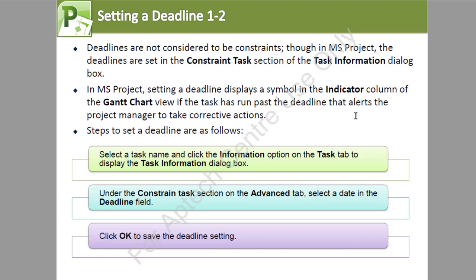You select the task name and then click the information option in the task tab to display the task information dialog box. Under the constraint section of the Advanced tab, you select the date in the deadline field and then click OK to save the deadline setting. I'm quite sure we are all aware of deadlines, either like work assignments, school assignments, or something like that. So to do this, let's go back to the website look and feel.